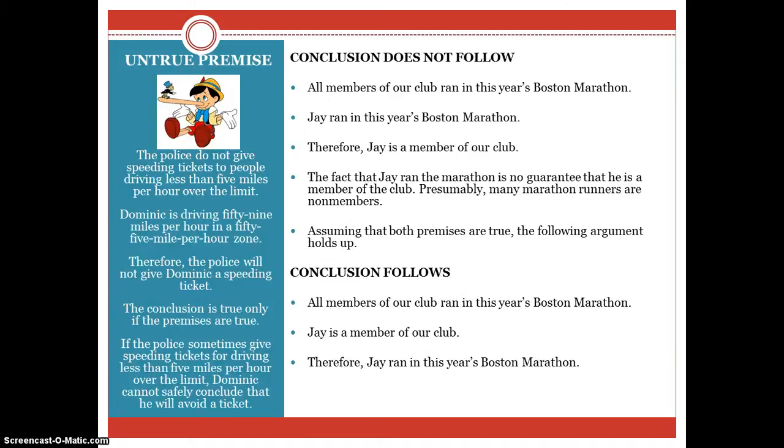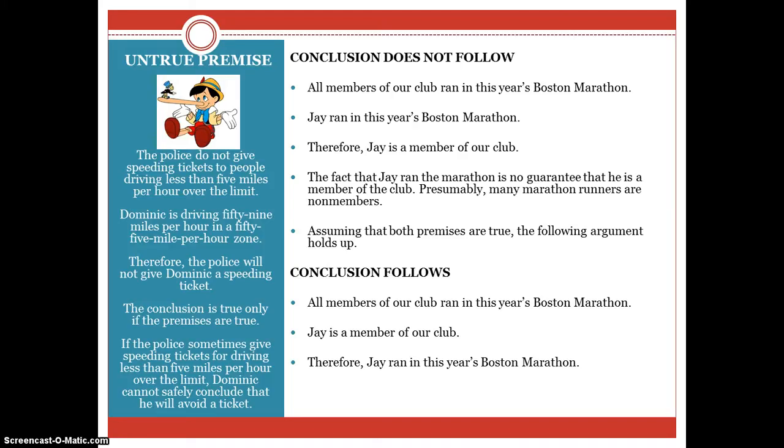Untrue premise: The police do not give speeding tickets to people driving less than 5 miles per hour over the speed limit. Dominic is driving 59 miles per hour in a 55 miles per hour zone. Therefore, the police will not give Dominic a speeding ticket. The conclusion is true only if the premises are true. If the police sometimes give speeding tickets for driving less than 5 miles per hour over the speed limit, Dominic cannot safely conclude that he will avoid a ticket.